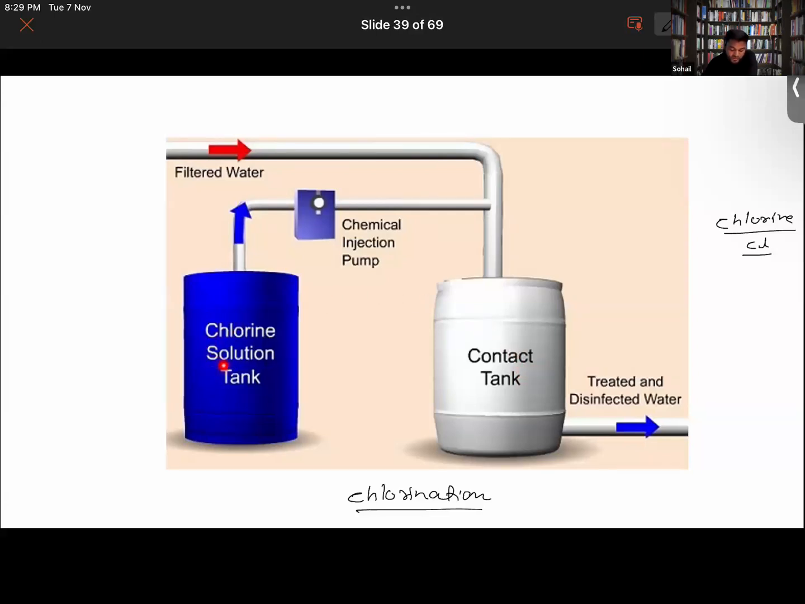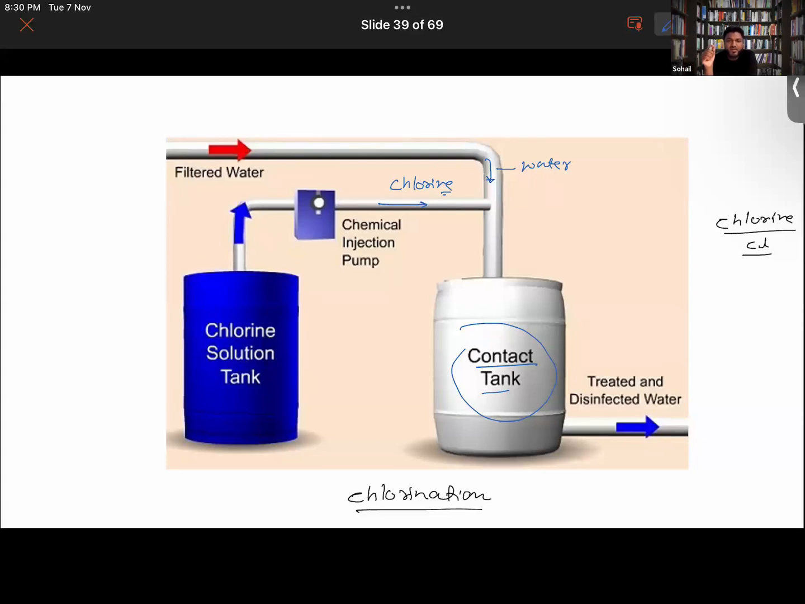From this chlorine solution tank, the chemical is taken out from this pipe. Let me point out, chlorine is coming from here. Moaz, Arhan, Ahmed, chlorine is coming from this tank, and the water is coming from this pipe, and both of them come into the contact tank. After some time, you will turn the knob of this pipe, and the treated and disinfected water will come out from this side. That water is directly fetched. That water is basically the supply water.